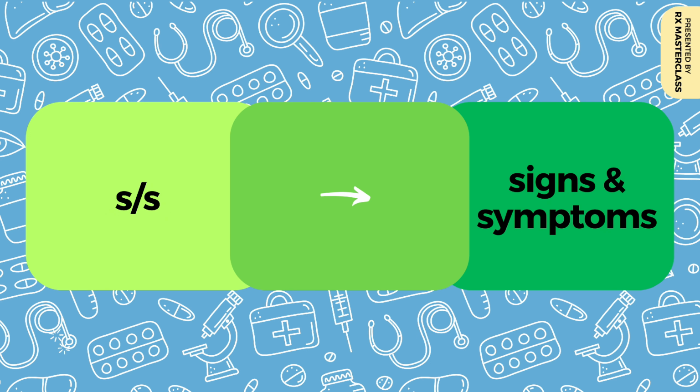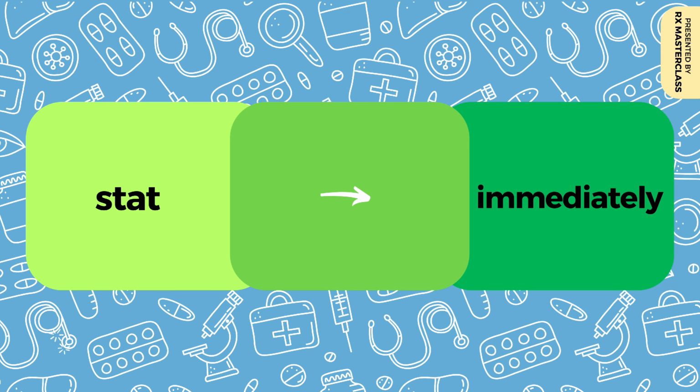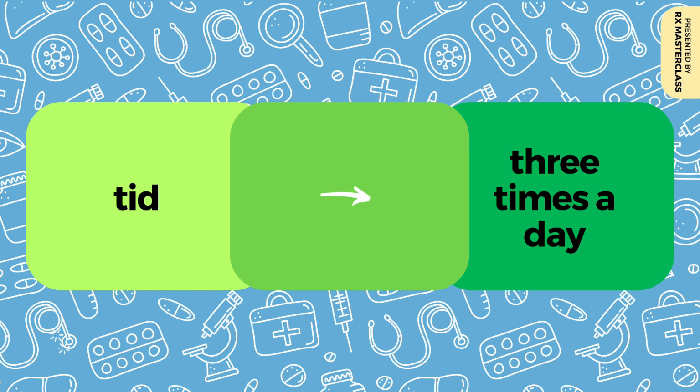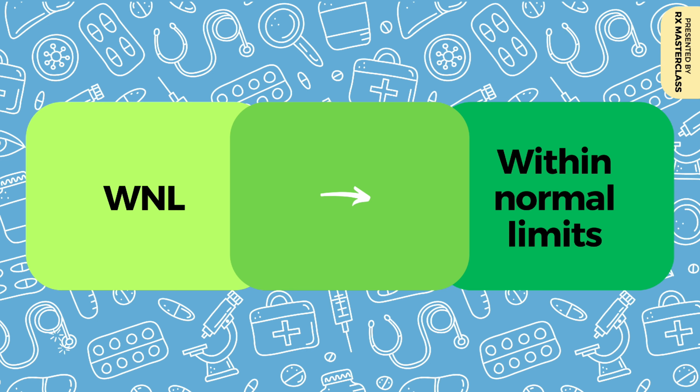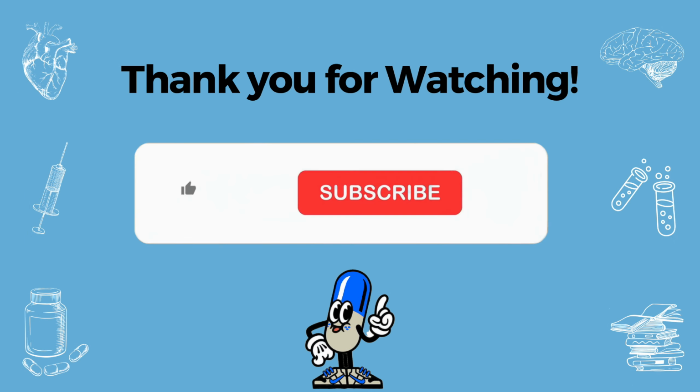S/S, which stands for signs and symptoms. STAT, which means immediately. TID, which is 3 times a day. VS, which shouldn't be mistaken for verses, it stands for vital signs. WNL, which stands for within normal limits. And those are all of them.